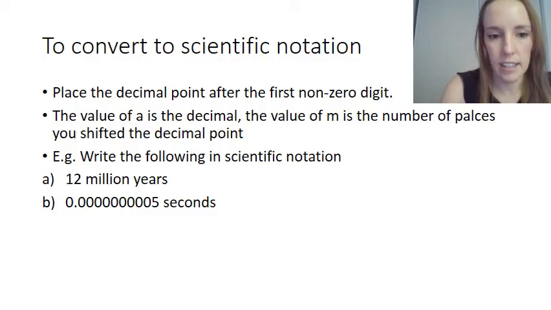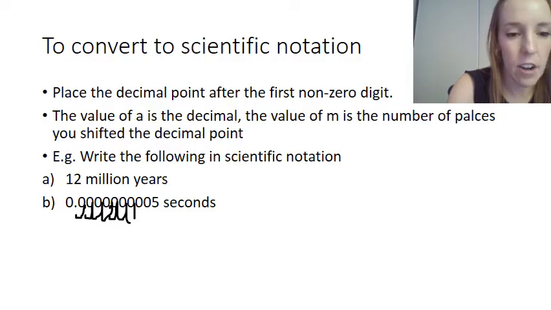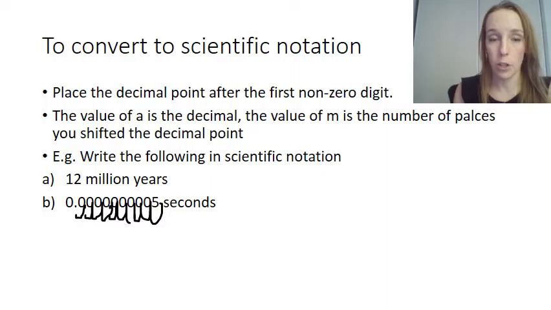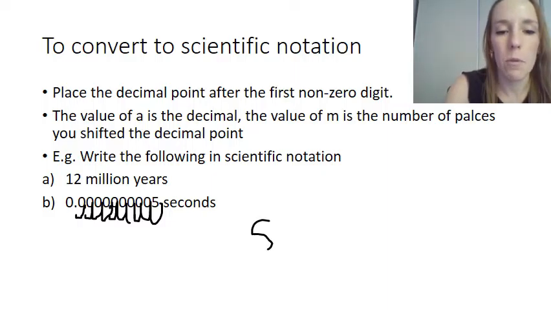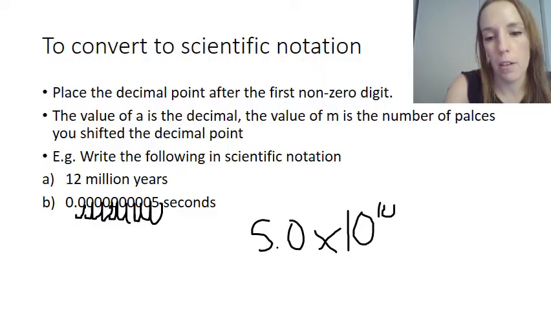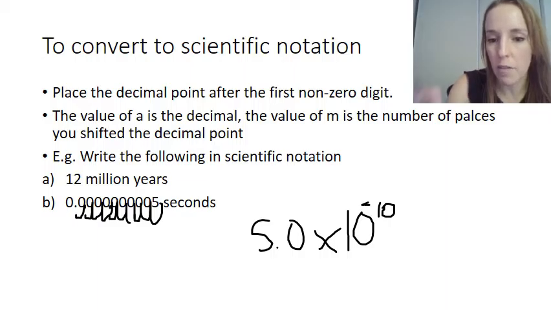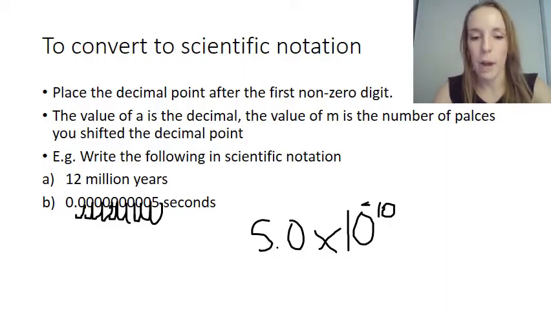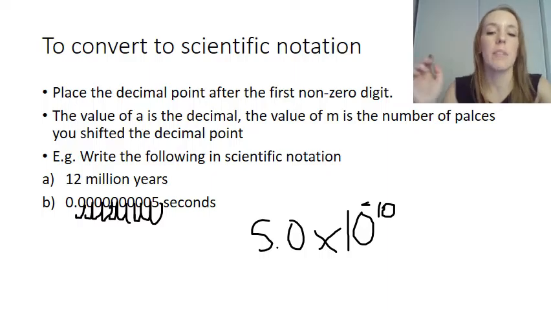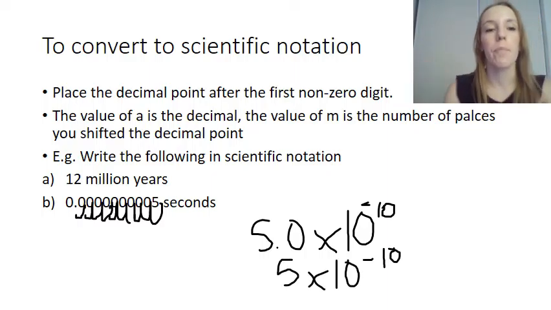Oh, that's not clear. Let's start again. I lost count. 1, 2, 3, 4, 5, 6, 7, 8, 9, 10 places it ends up being shifted. So our decimal is 5.0 times 10 to the power of 10. But because it's a very small number, remember it has to be a negative 10 so that we know it's a very small number. So our answer is 5.0 times 10 to the power of negative 10, or 5 times 10 to the power of negative 10.